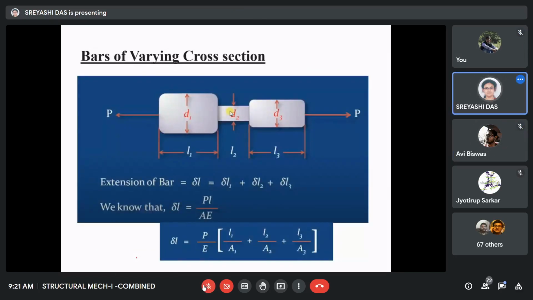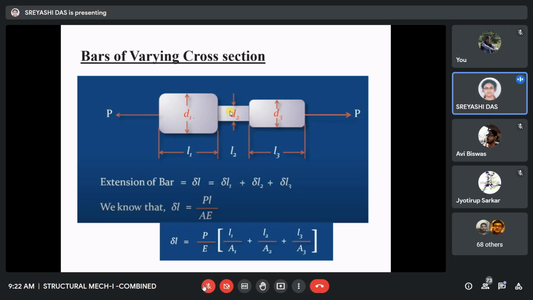So now, in the next example, if we see the bars of varying cross section, suppose the first part, the diameter is small d1. For the second part, the diameter is small d2. For the third part, the diameter is small d3. And all the lengths are also different. Then the extension of the bar, using the principle of superposition, will be the extension of this L1 part, plus the extension of this L2 part, plus the extension of this L3 part. So total extension will be the summation of all these extensions.